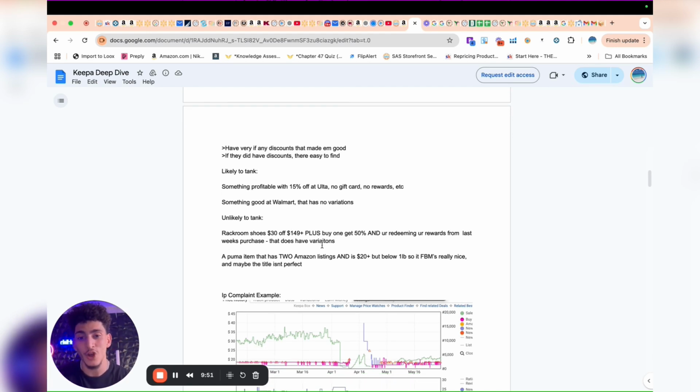They have $30 off, $149 plus buy one, get one 50% off, and you're redeeming rewards from last week's purchase, and the product does have variations to it, right? You see all these discounts that apply to this one product, and this one product has variations to it, meaning it has other different sizes and colorways and other different variations in the listing, then it's probably going to be harder to tank, right? Unlikely to tank, right?